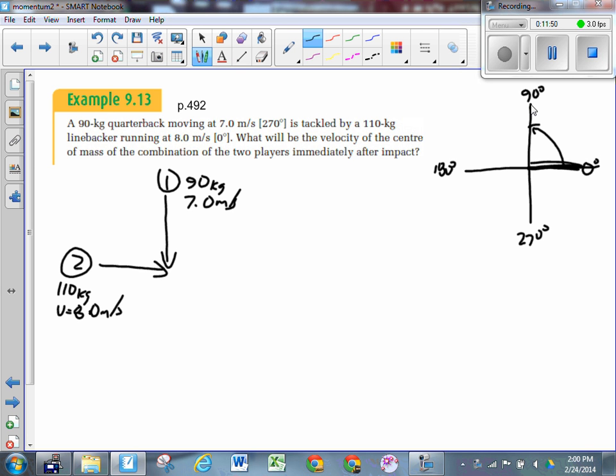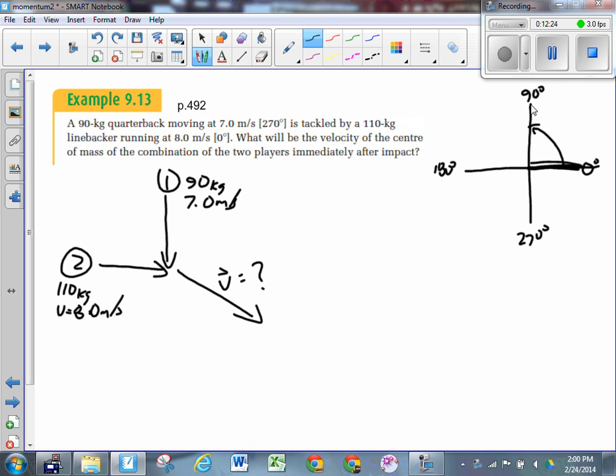Now, we want to find the velocity at the center of mass of the combination of the two players. The center of mass is where the mass can be considered to be concentrated for both of them. In other words, we're going to pretend that they stick together and go off as one object. Even if they don't, that's okay, because the center of mass would be where the two of them would go off together if they did. So basically, we're looking for this right here. What's the velocity of the wreckage, if you want to call it that, of these two guys hitting each other?